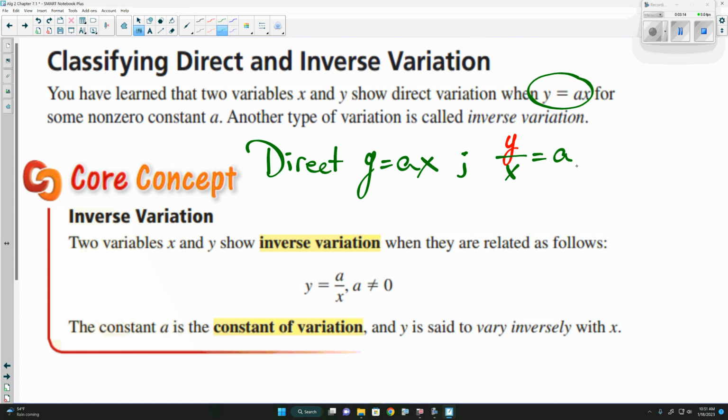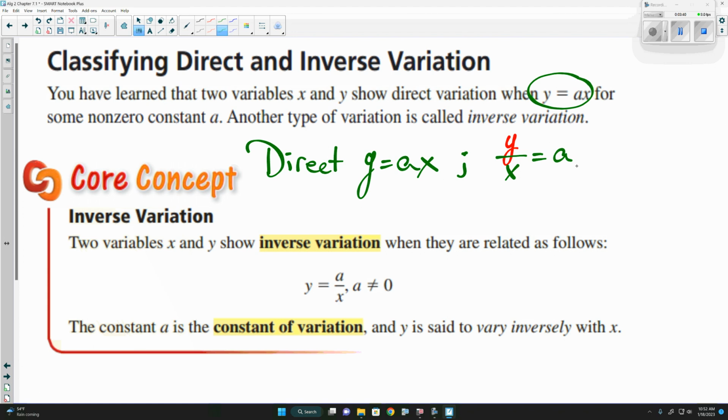Now, we don't necessarily have to have it directly as y over x. It could be x over y, because they are varying in the same proportion, just depending on how we look at it. Because if we flipped x over y to y over x, it's just flipping a. If a was 2 and we flipped x and y, it's now 1/2. Same proportion, it just looks different.